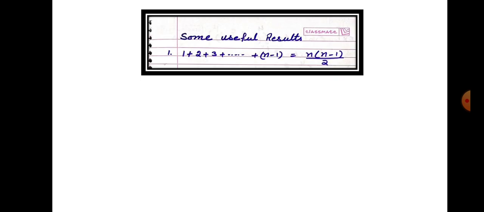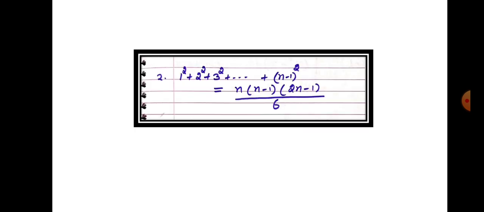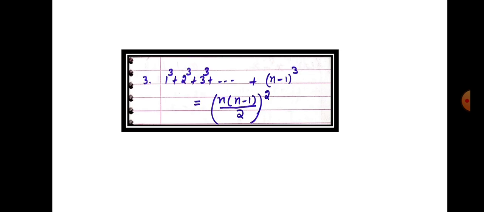Some important useful results for this. First, 1 plus 2 plus 3 and so on up to n minus 1 is equal to n(n minus 1) divided by 2. Second, 1 square plus 2 square plus 3 square and so on up to (n minus 1) square is equal to n(n minus 1)(2n minus 1) divided by 6. Third, 1 cube plus 2 cube plus 3 cube and so on up to (n minus 1) cube is equal to [n(n minus 1) divided by 2] whole square.